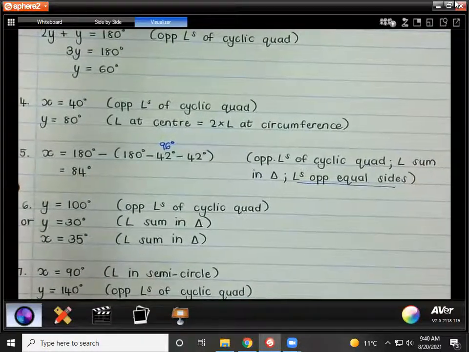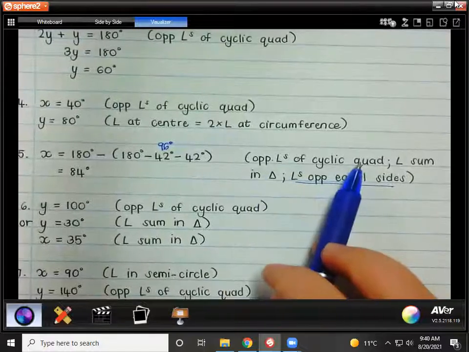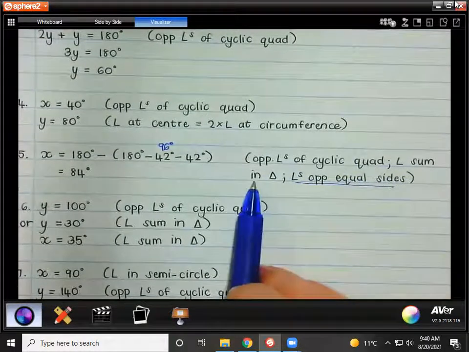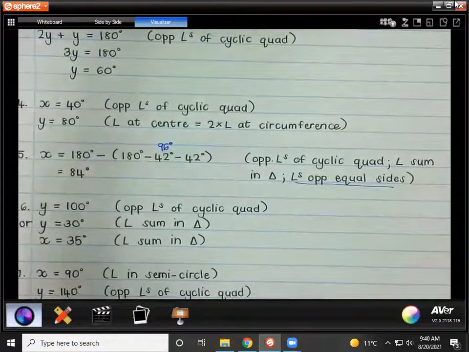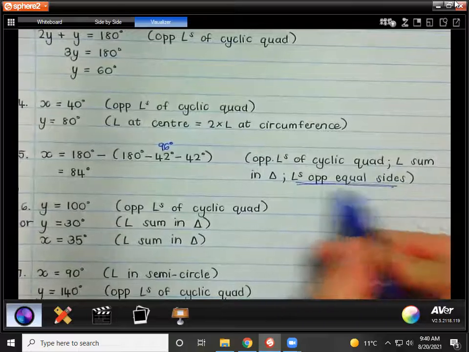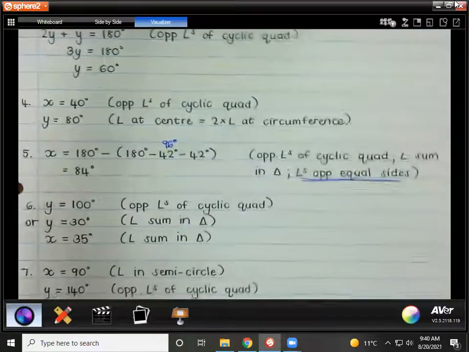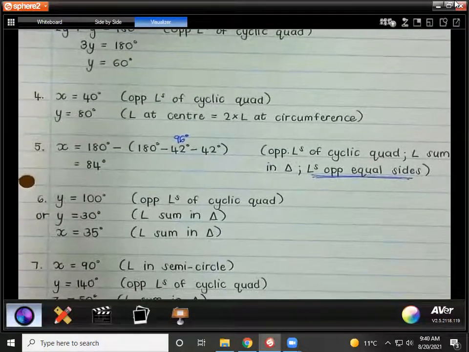Okay, so I wrote all 3 of those reasons there: opposite angles of cyclic quad, angle sum and triangle, and angles opposite equal sides. Okay, and then the answer there is 84.